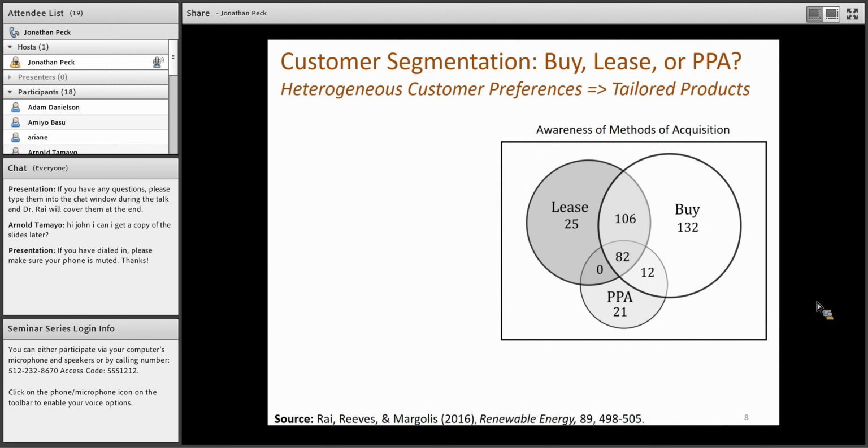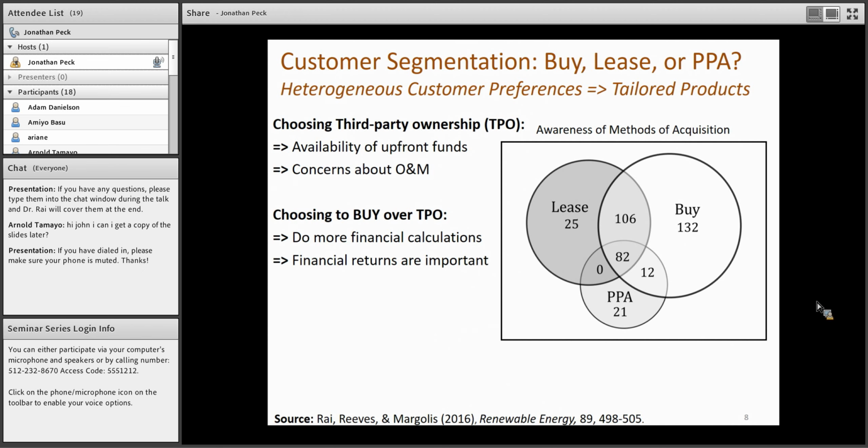After different types of analysis, these are a couple of interesting things that we found in terms of choosing the third-party ownership model, and this is all given customers had the option to buy also. One was availability of upfront funds. Folks who were cash strapped for any number of reasons were certainly more likely to choose third-party ownership. But also customers, irrespective of whether there was any cash availability issue or not, had concerns with operations and maintenance. If folks are more concerned, then they're more likely to go third-party ownership, which makes a lot of sense.